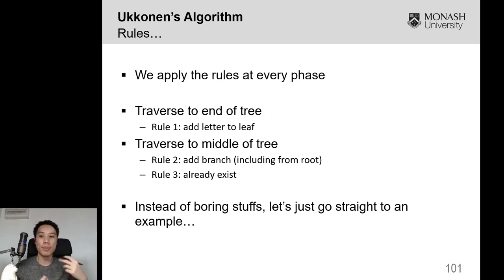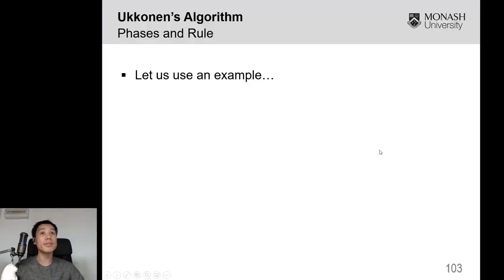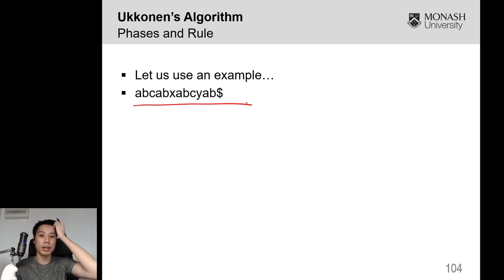I can give you a definition or whatever, which is boring as hell. Let us go through an example. Okay, so I'm going to link up your phases and your rules, and I want you to see it from an implementation point of view. So if I have a string here, A, B, C, A, B, X, A, B, C, Y, A, B, terminal. This string is going to be the example we will be using throughout my Ukkonen videos.